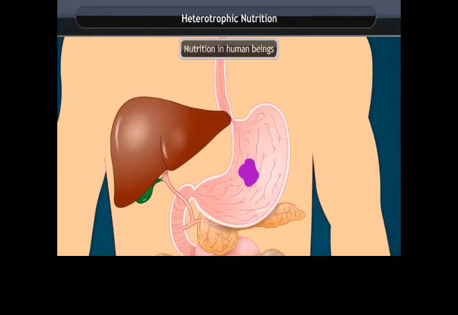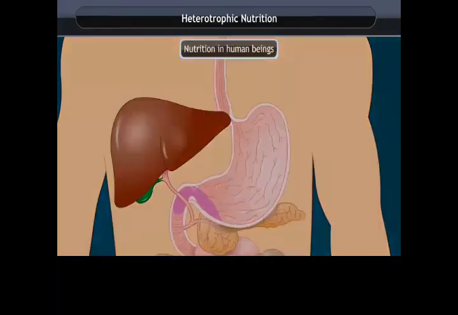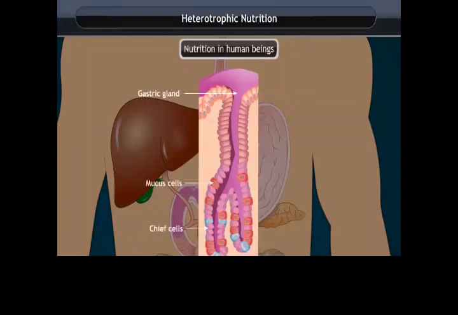The wall of the stomach has a number of gastric glands. These release hydrochloric acid, a protein digesting enzyme called pepsin, and mucus. Sphincter muscle releases semi-digested food into the small intestine.